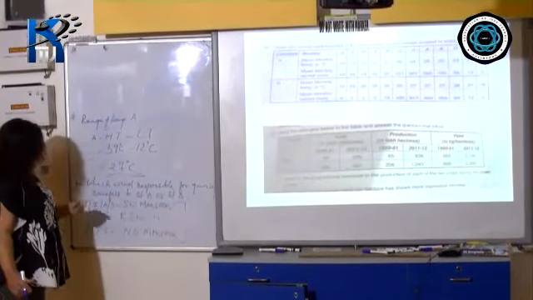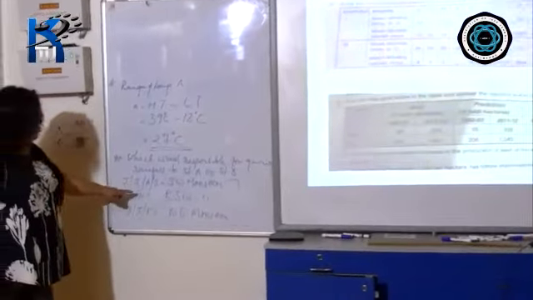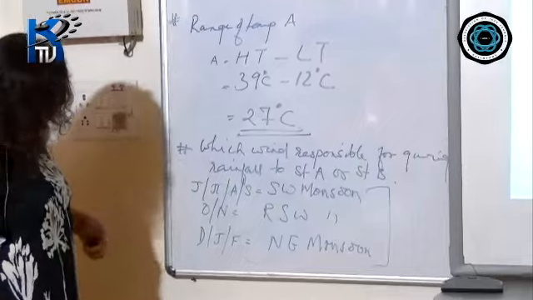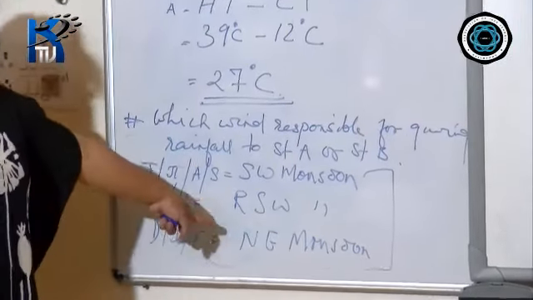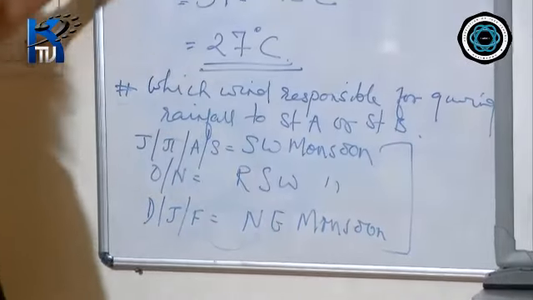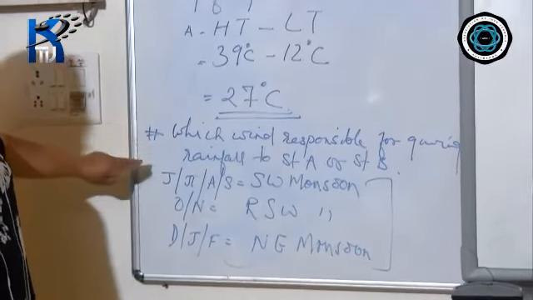But supposing the rainfall is more in the month of October, November, then it's going to be the retreating southwest monsoon. If the figure is more in December, January and February, it is going to be the northeast monsoon. Understood? So these are the common questions that they might ask you.